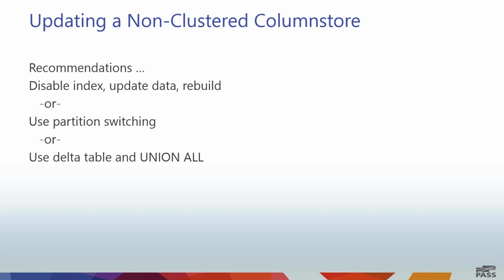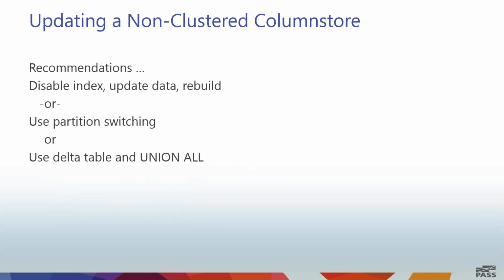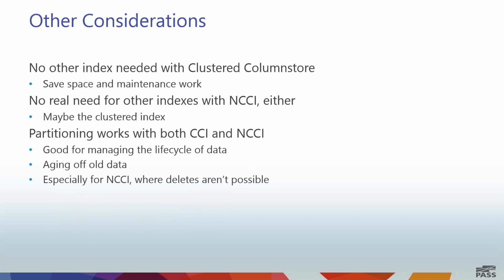So if you have these constraints up here where you still need a non-clustered columnstore index because you have some sort of B-tree constraint, you could create your own delta store solution with a UNION ALL view over the top. That might work okay for you, so that you can get the best of both worlds.